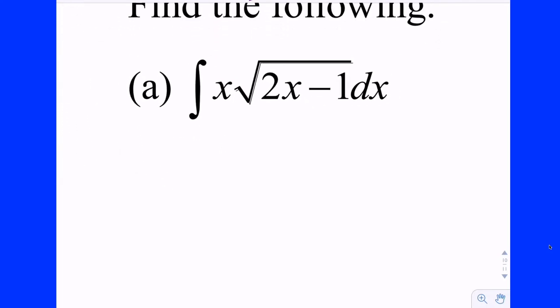The integral of, is that the same problem? It sure looks the same. No, what's the difference about it?